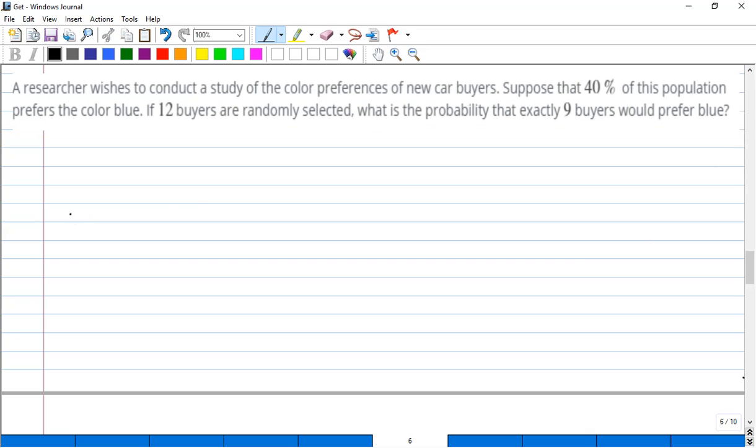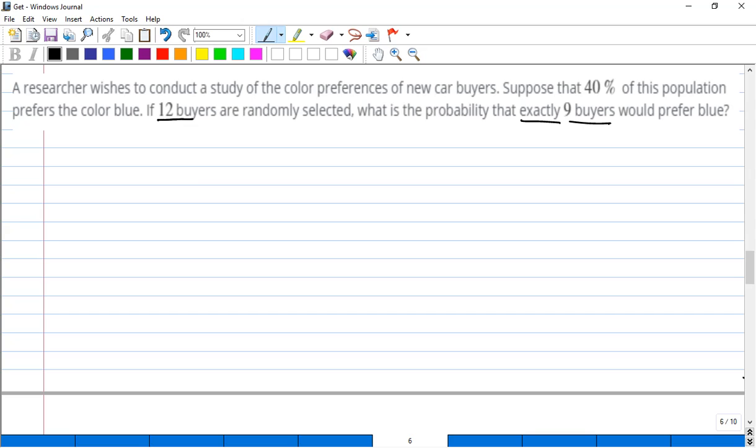All right, a researcher wishes to conduct a study of the color preferences of new car buyers. Suppose that 40% of this population prefers the color blue. If 12 buyers are randomly selected, what is the probability that exactly 9 buyers would prefer blue? Okay, so let's write down everything that we know.